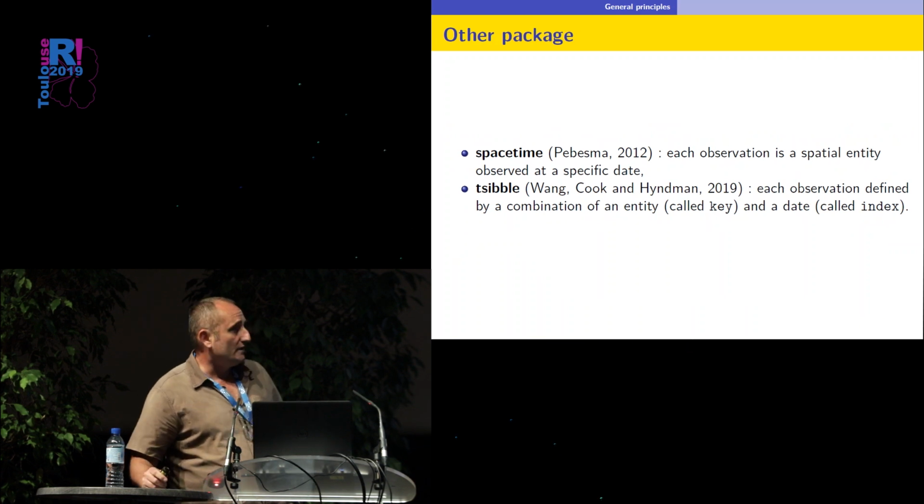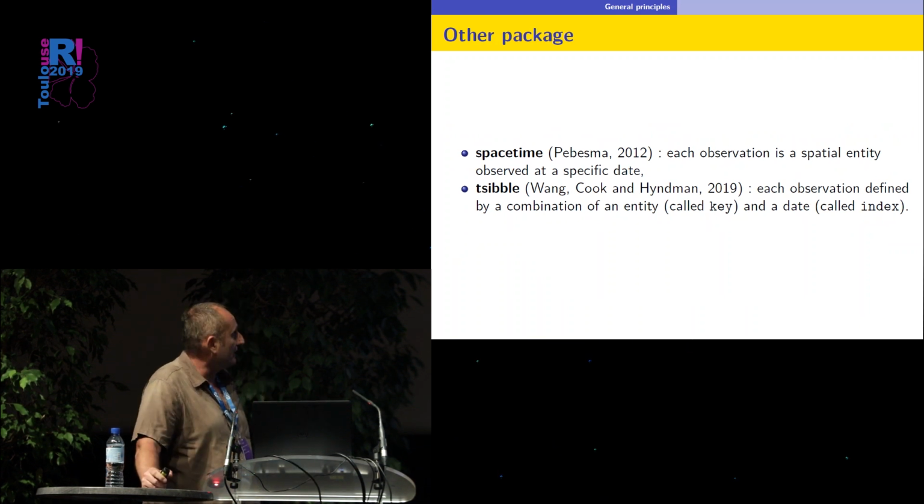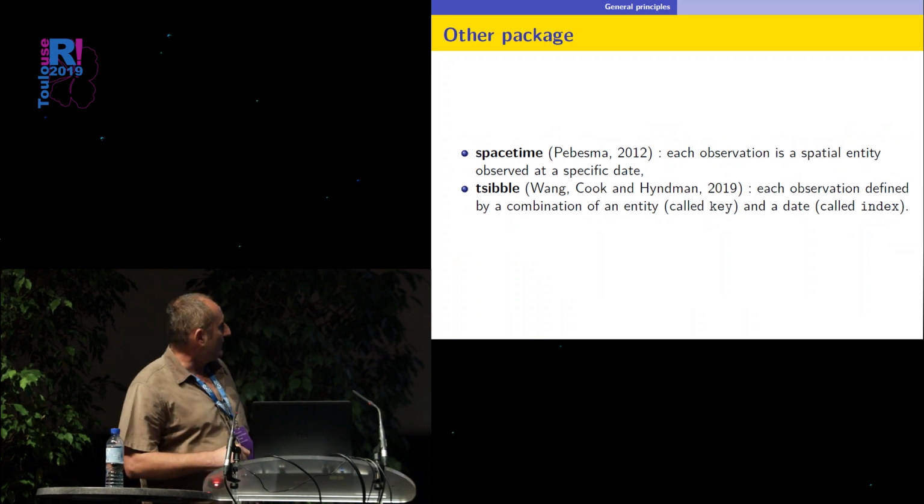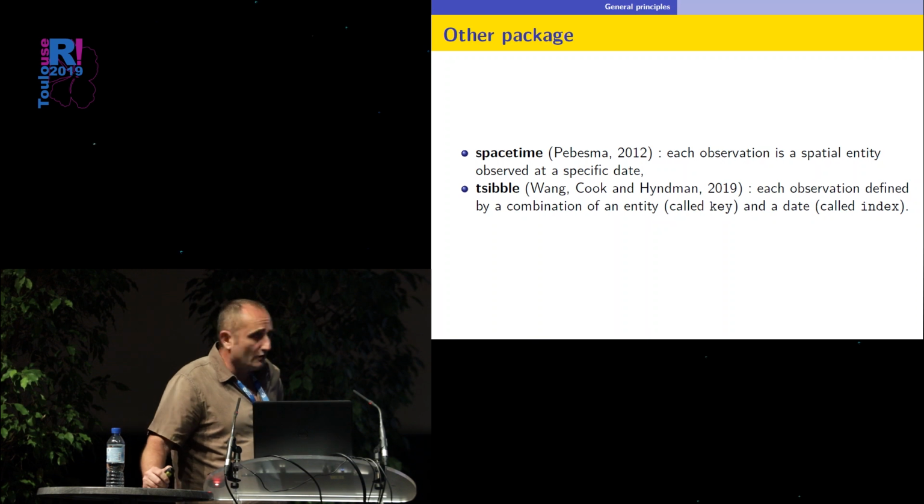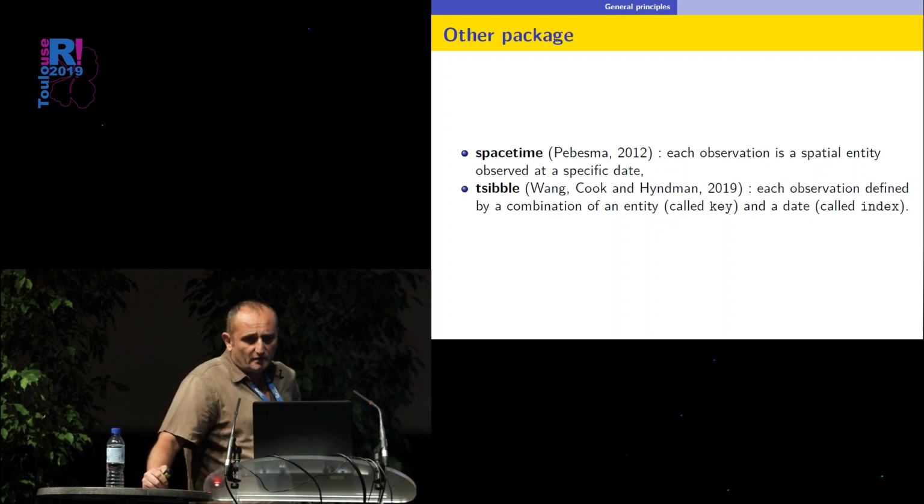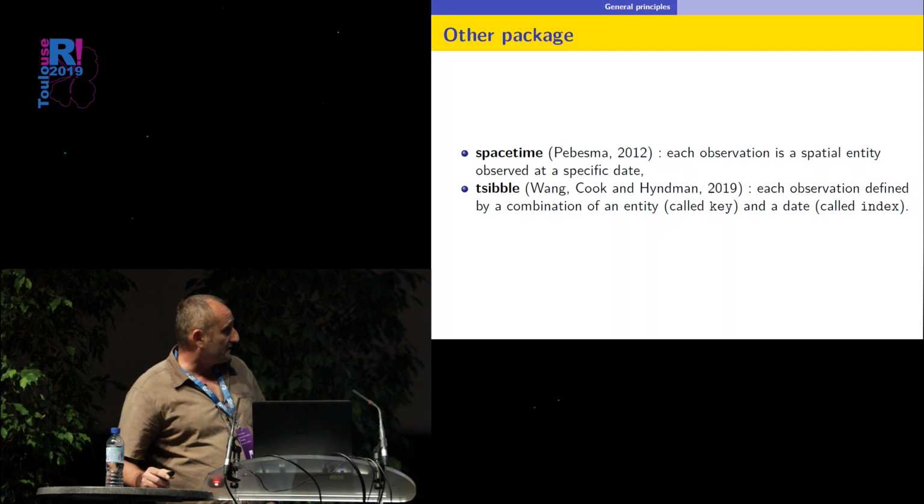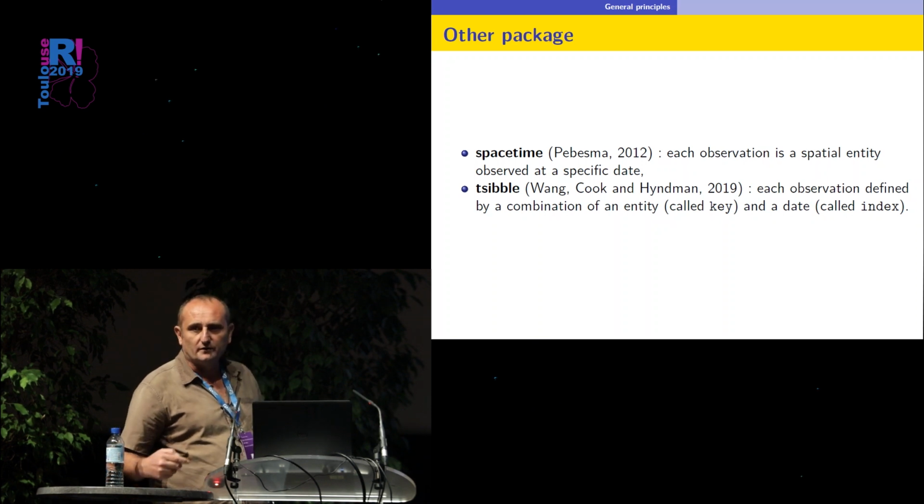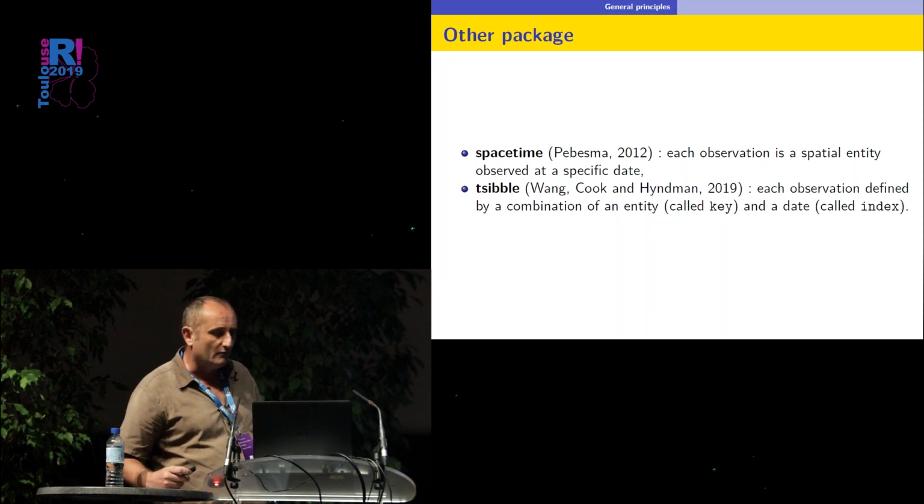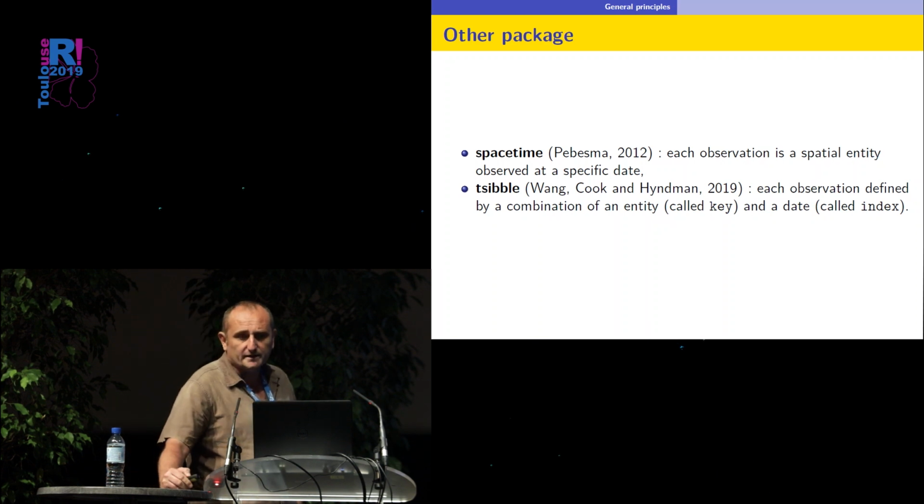Some other packages perform similar things, among them spacetime and Ansible. So spacetime and Ansible also deal with data which are completely defined: each observation is defined by a combination of two variables, two indexes. For spacetime, the first index is a spatial entity, and for both of them, the second index is a date.